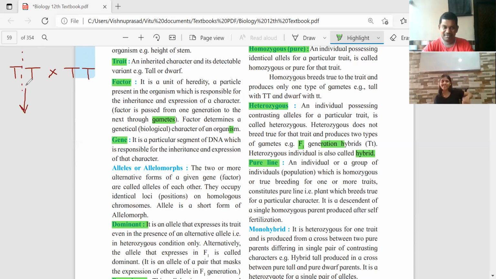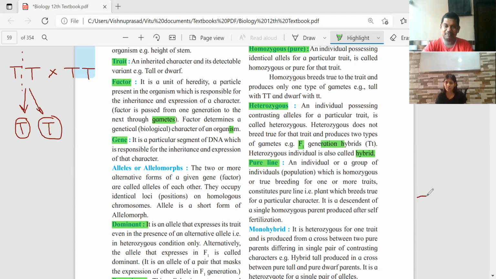Oh, gamete. Yes, of course. So this I will remember. It produces 2 gametes. First one will have one of the T, second one will have the other T. That means 2 gametes are produced, but there is only one type of gamete produced: gamete containing only capital T.